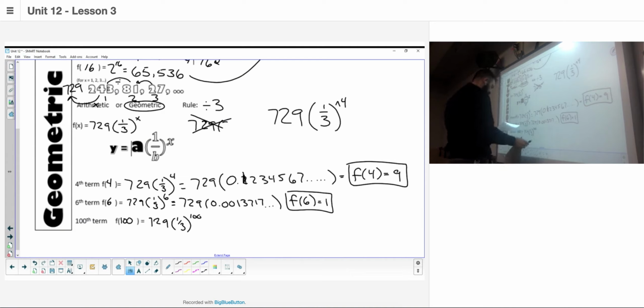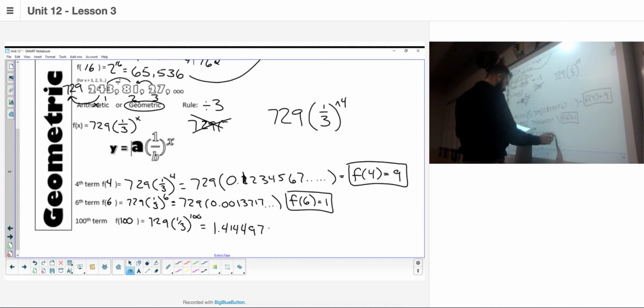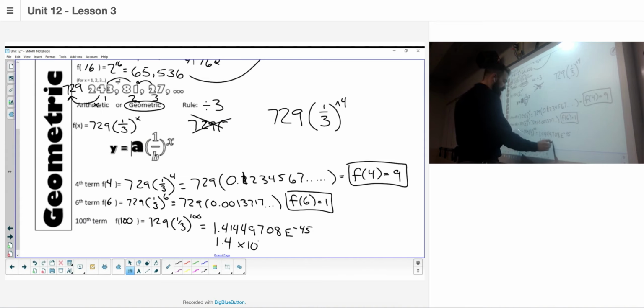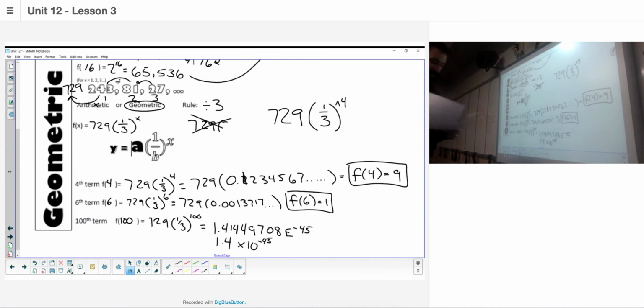If you put that in your calculator, you're going to get 1.414499708, and it's going to say E -45. Okay, that's scientific notation. So let's rewrite it as proper scientific notation. 1.4 for rounding times 10 to the -45. Hopefully you remember how to do a little bit of that as we go through some of this.